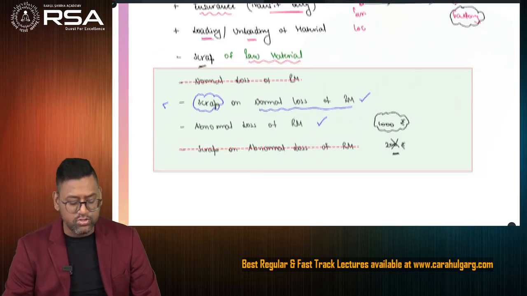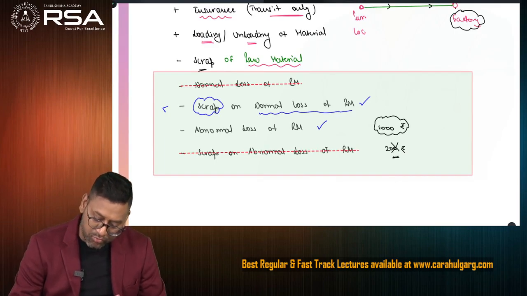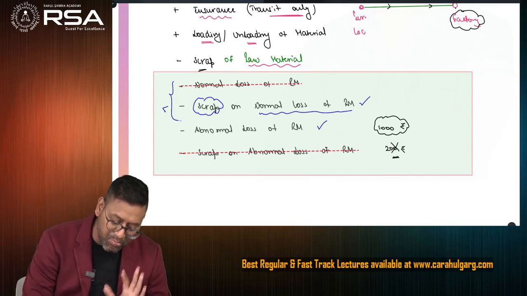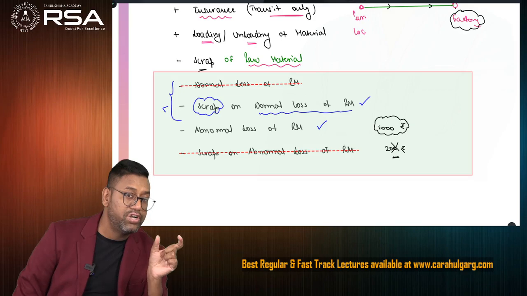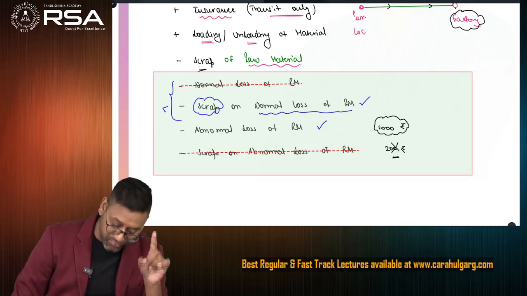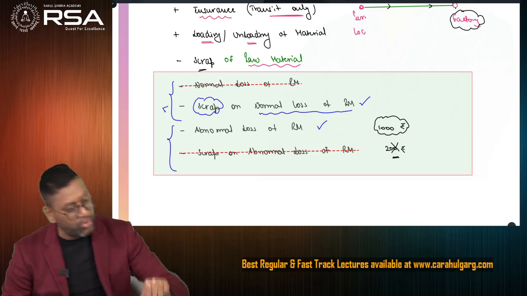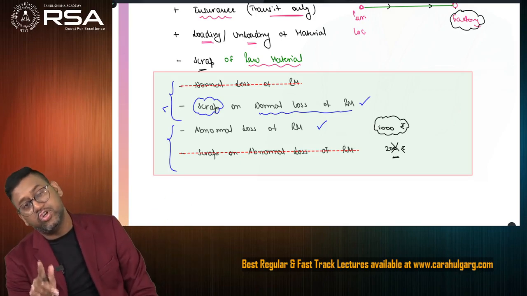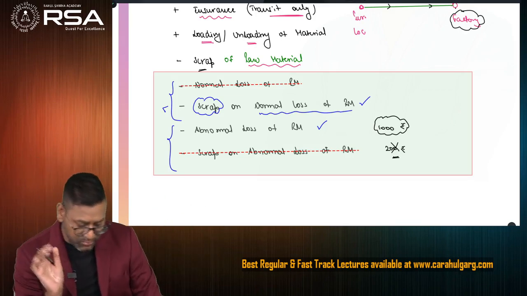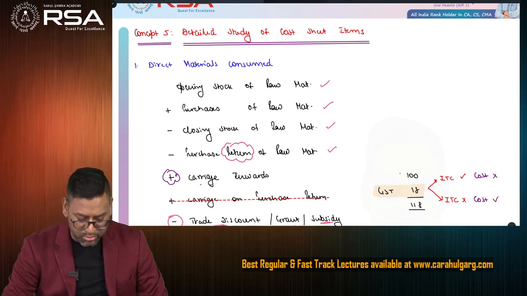If ever it asks, the students usually make a mistake. So you have to just memorize this. You have to just remember this. Normal loss is not deducted, its scrap is deducted. Whereas for abnormal loss, the abnormal loss is deducted, not its scrap. Okay. So this is about the point number 1.